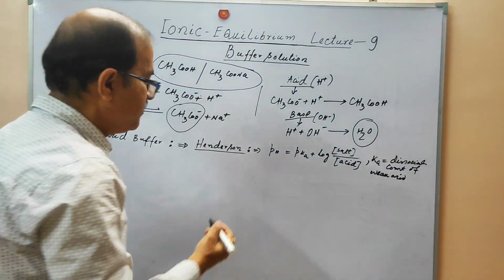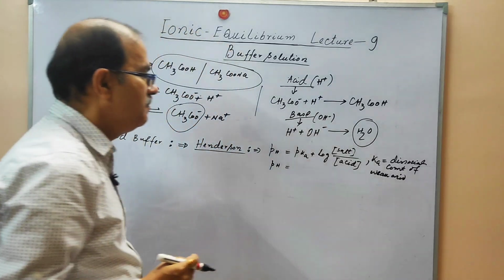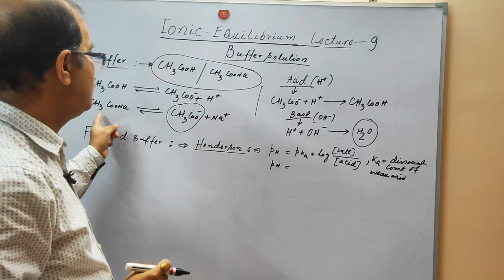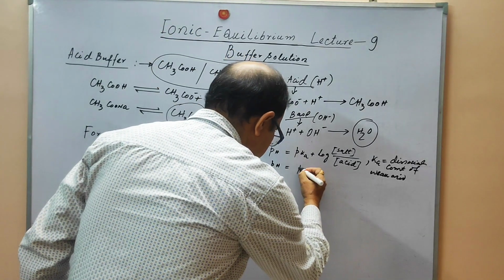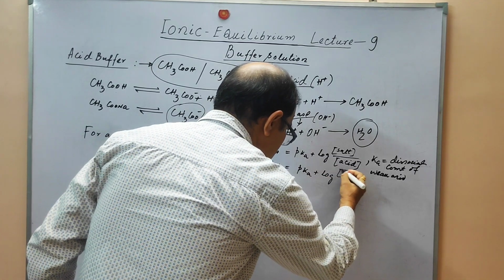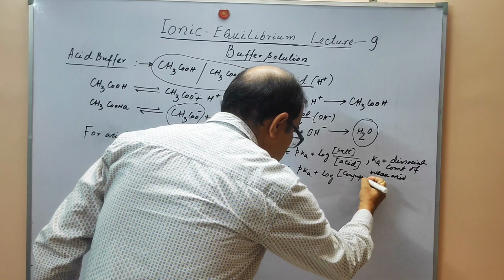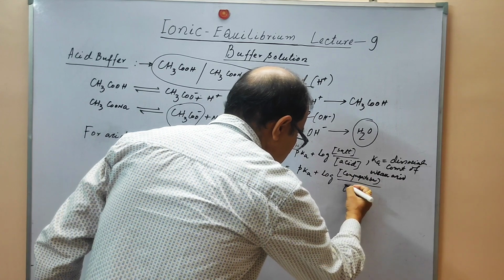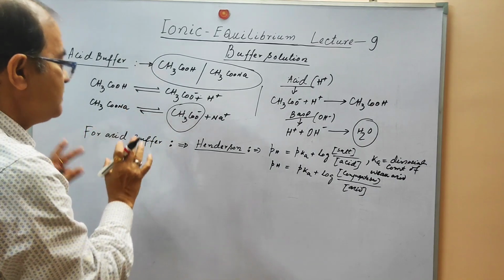This relation can be further modified to express pH in terms of the conjugate base, because you can see a conjugate base is produced for the acid buffer. So we can write this relation this way: pKa plus log of conjugate base divided by concentration of acid. This is for the acid buffer.